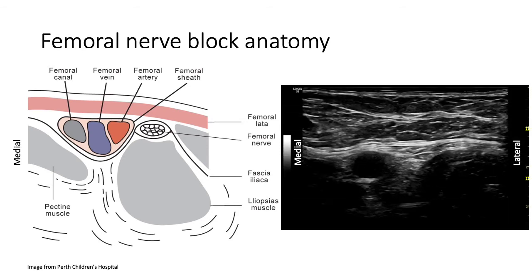Here's what the anatomy looks like under ultrasound. Let's list the structures. Here's the femoral nerve sitting below the fascia iliaca, femoral artery, and then femoral vein.